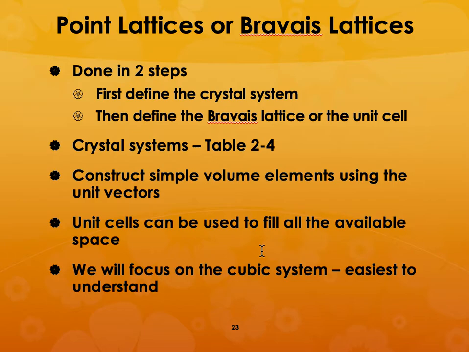So how do you define point lattices? They are done in 2 steps. First, you have to define the crystal system, and then you have to define the Bravais lattice or unit cell. And they are all given by the correlation between the A, B, and C vectors. So you can construct simple volume elements using the unit vectors, and those unit cells can be used to fill all the available space. Then you will go and put one basis group on each of those lattice points.